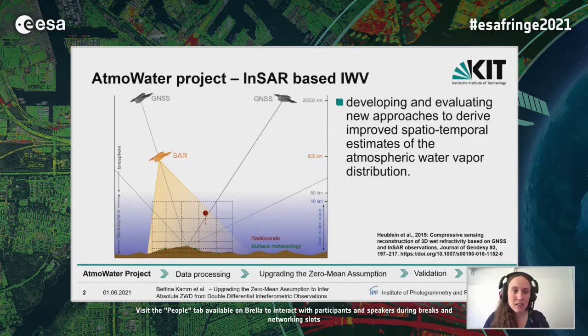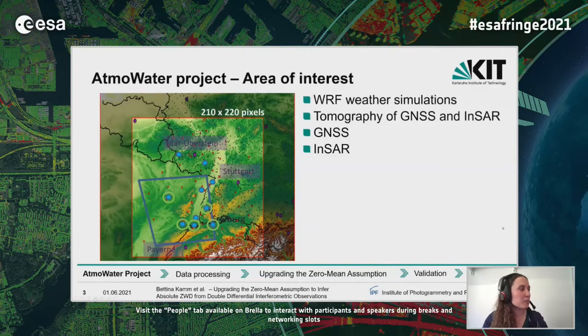So we use SAR, Sentinel-1 satellites, and other project partners use GNSS to calculate integrated water vapor. And we do an approach of using those in a tomographic way and in a data fusion approach for weather model data. So that is our area where we are interested in.